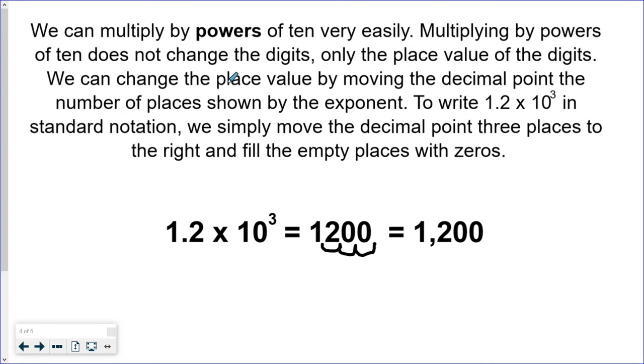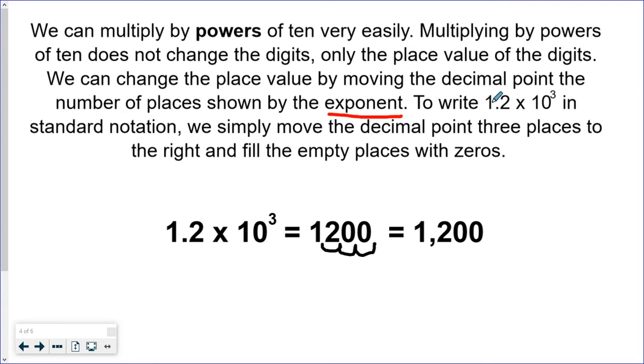And we can change the place value by simply moving the decimal point the number of places shown in the exponent. Okay, so for example, I have this problem here, 1 2/10 times 10 to the 3rd power. And we're going to write this in standard notation. Now, in case you don't know what standard notation means, standard notation just means write the number answer. It's a fancy way of saying write the number answer.